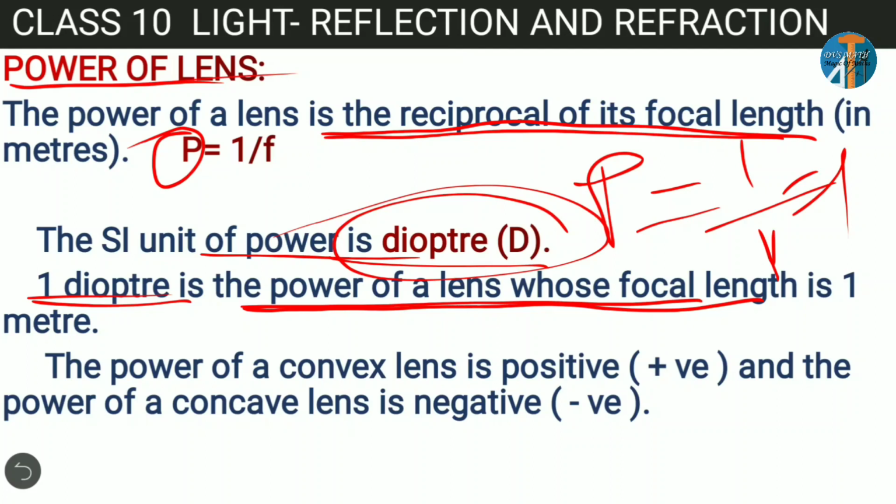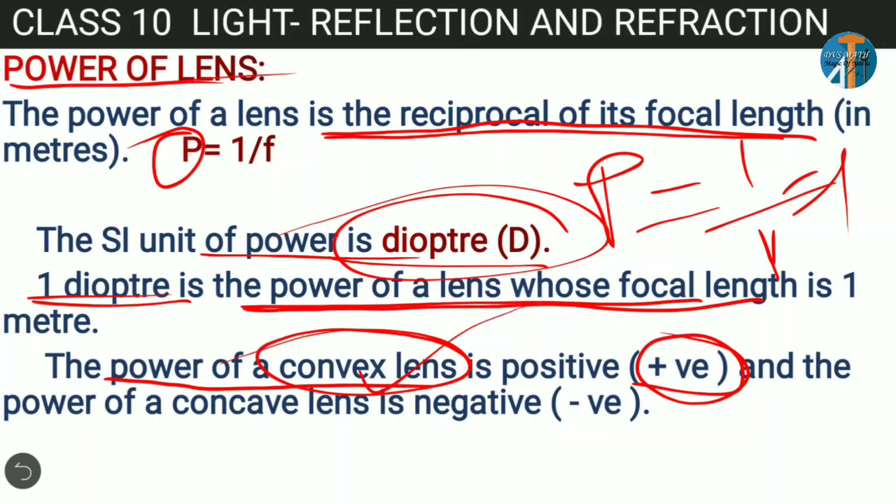Now, remember, if power of lens is positive, like plus points, definitely the lens you are using is convex lens. Okay, for example, if the power of lens is plus 0.5, what type of lens is used? That is convex lens. Then if the power of lens is negative, then it is concave lens.